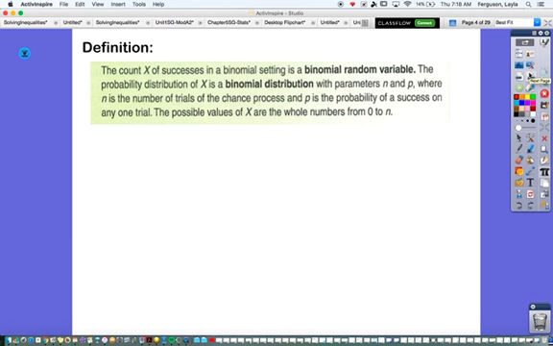The count X of successes in a binomial setting is a binomial random variable. The probability distribution of X is a binomial distribution with parameters n and p, where n is the number of trials of the chance process and p is the probability of a success on any one trial. The possible values of X are whole numbers from 0 to n.